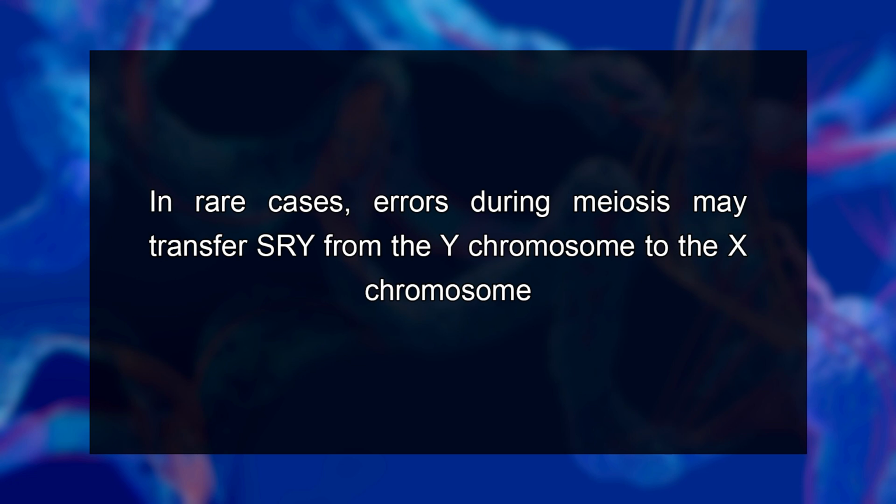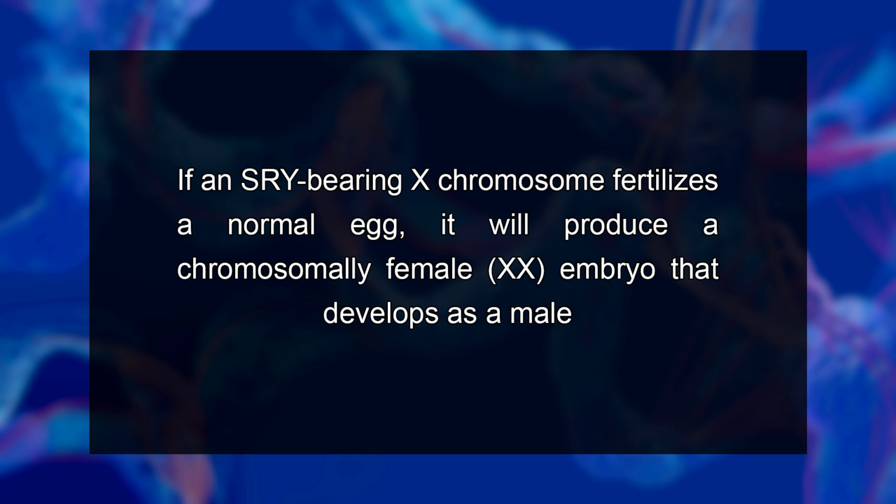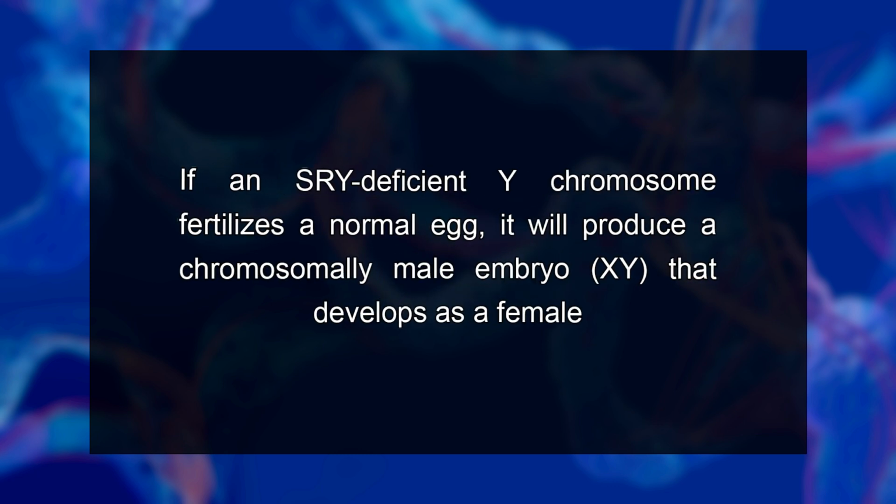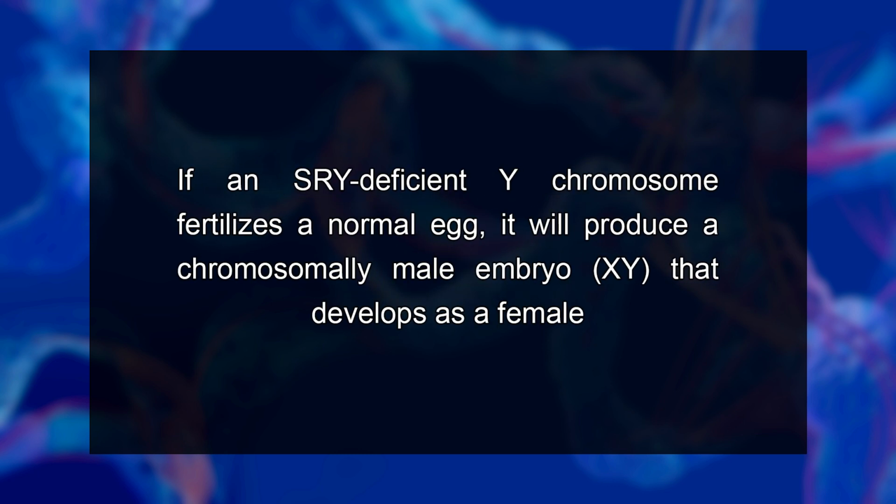In rare cases, errors during meiosis may transfer the SRY gene from the Y chromosome to the X chromosome. If an SRY-bearing X chromosome fertilizes a normal egg, it will produce a chromosomally female, that is XX, embryo that develops as a male. If an SRY-deficient Y chromosome fertilizes a normal egg, it will produce a chromosomally male, that is XY, embryo that develops as a female.